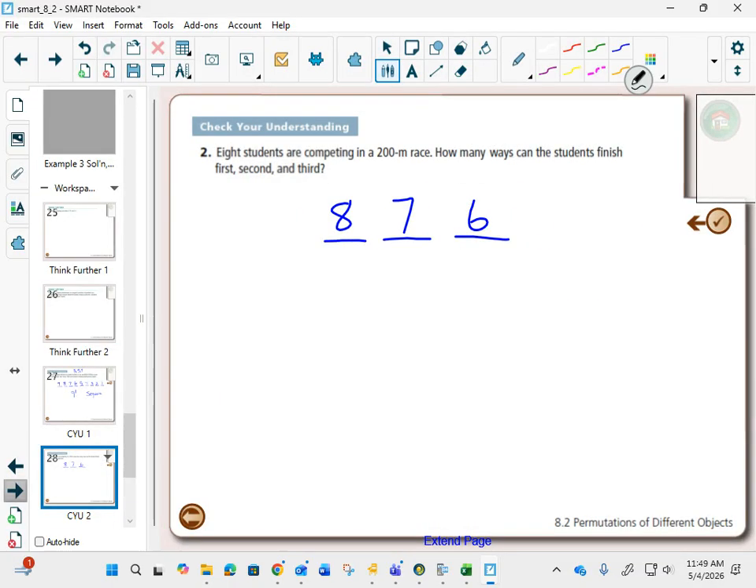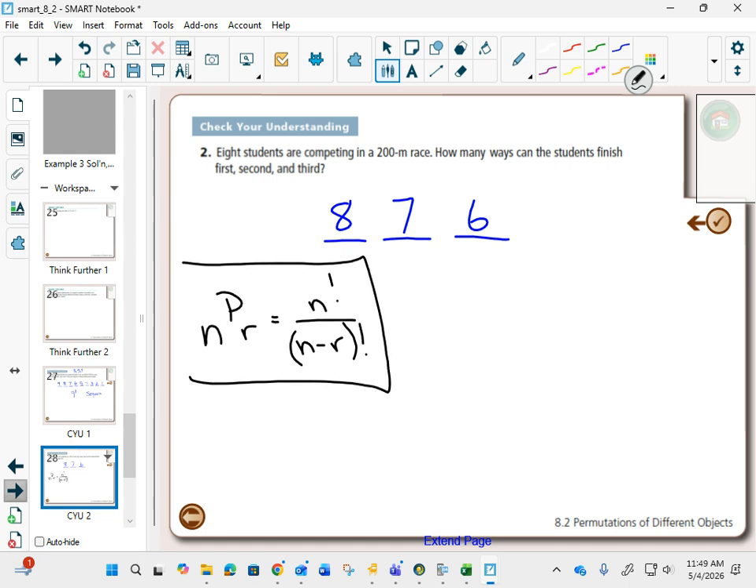Okay, so I'm going to write that formula out. This formula is on your formula sheet. And how does it relate to a question? In this question, we have 8 students, 8 items, and we're arranging first, second, and third, only 3 of them. If we write this as a permutation, this means the same as 8P3.